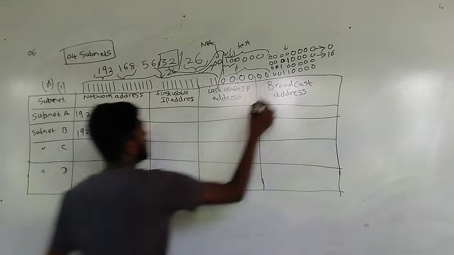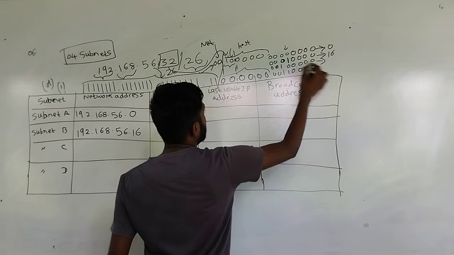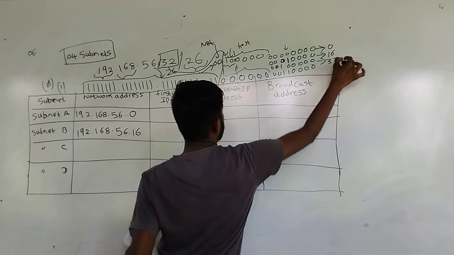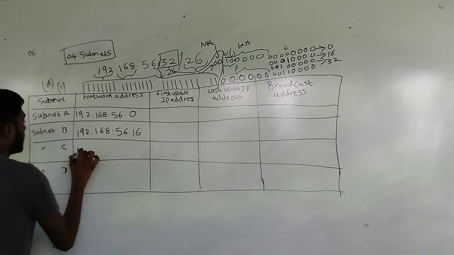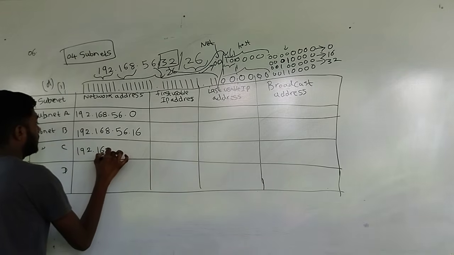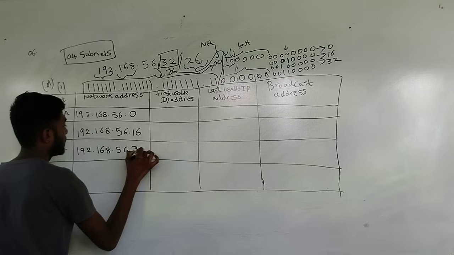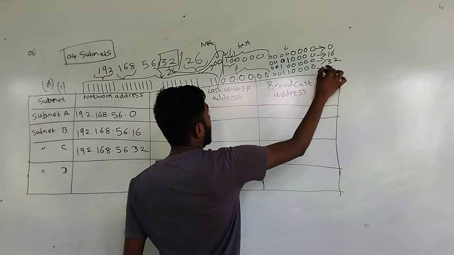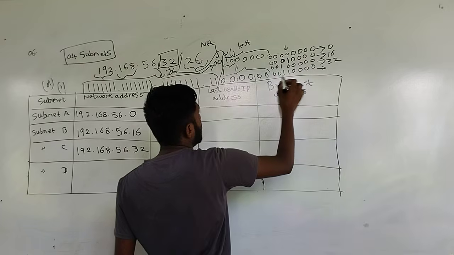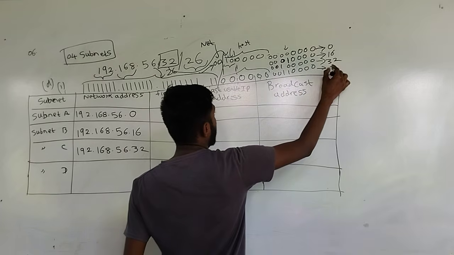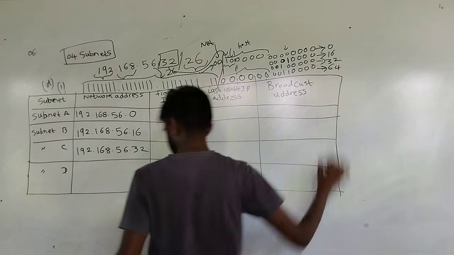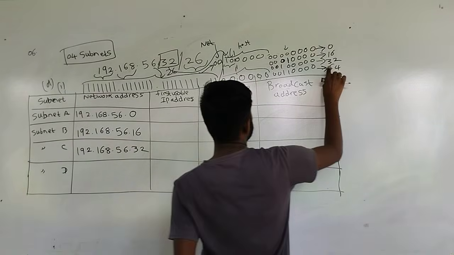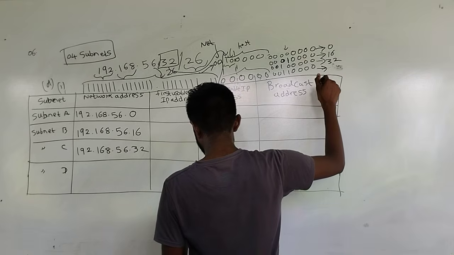192.168.56.16. Then convert the third. Convert this into decimal, then you will be getting 32. So 192.168.56.32. That is the third network address. Then the last one, once you do the conversion to decimal, you will be getting 48.